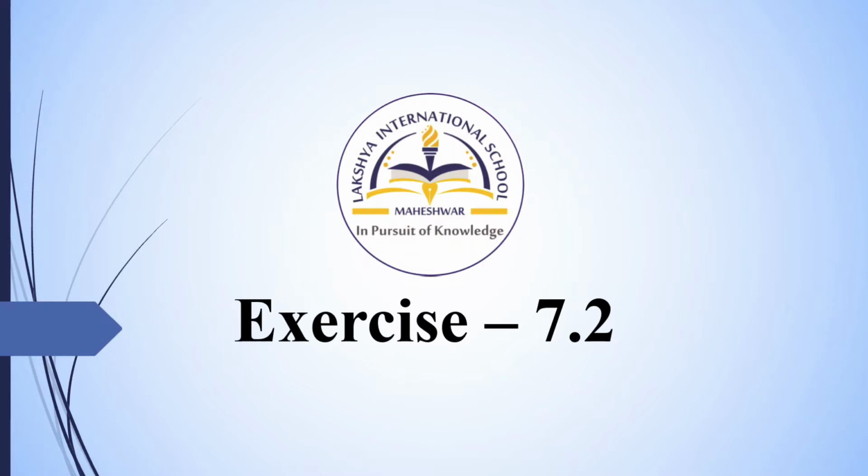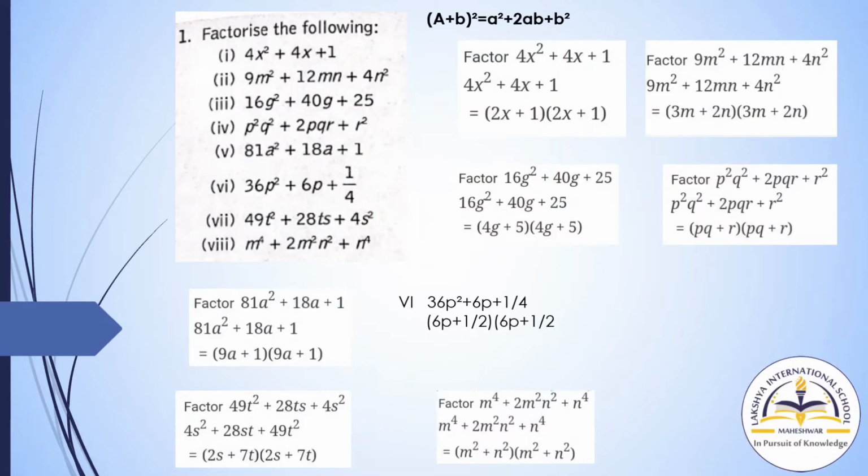Now on the basis of this topic we will solve exercise number 7.2. Question number 1, factorize the following. Now in question number 1, we will use this identity, that is (a plus b) whole square equals a square plus 2ab plus b square. Now our first question is 4x square plus 4x plus 1.